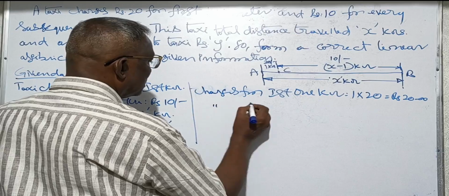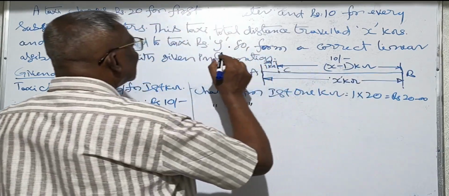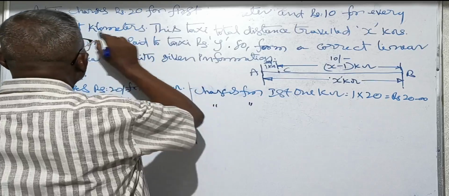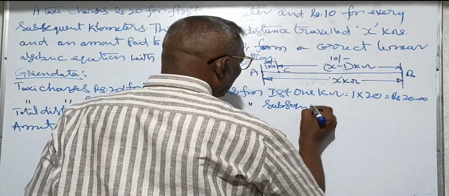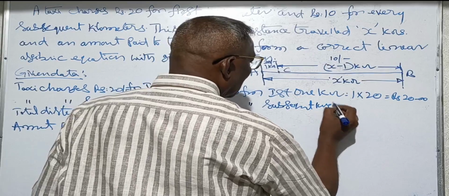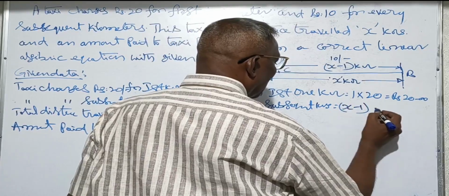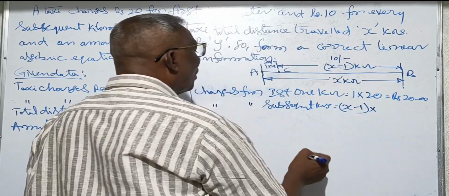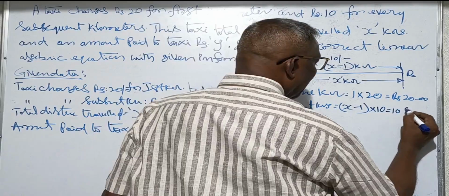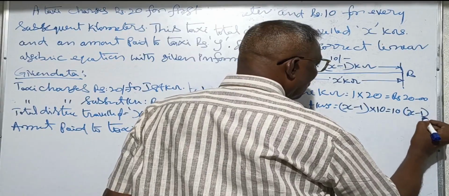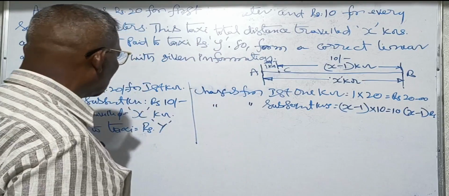Next, the charges for every subsequent kilometer. Subsequent kilometers is x minus 1 kilometers into the rate, which is 10. That is equal to 10 into x minus 1 rupees.